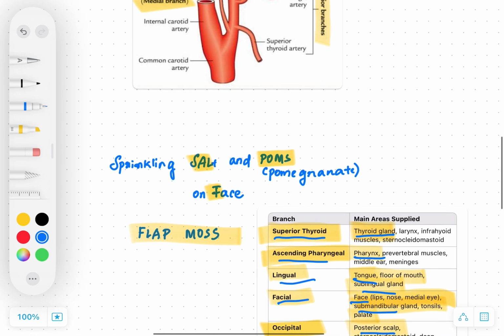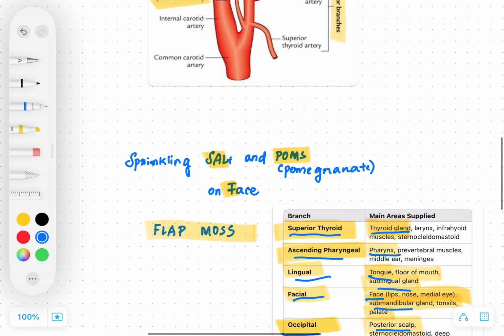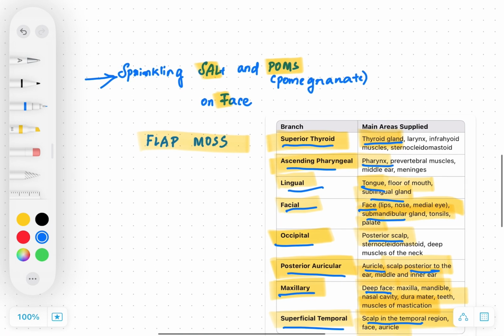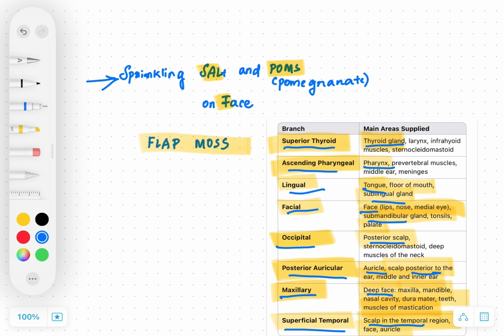So we can easily remember these branches by the mnemonic SALT POMS. Like we can remember sprinkling salt and pomegranate on the face. SAL stands for superior thyroid artery, ascending pharyngeal artery, lingual artery. POMS stands for posterior auricular artery, occipital artery, maxillary artery and superficial temporal artery. And F stands for facial artery, or we can generally remember it by the mnemonic FLAPS MOPS.